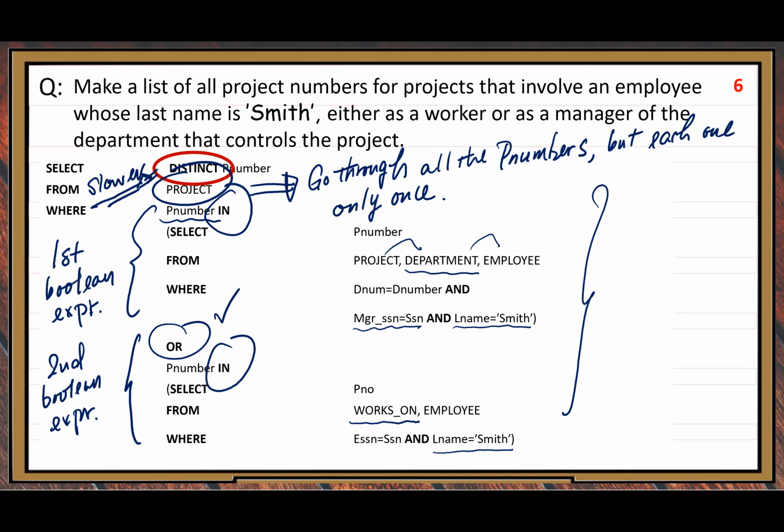Without distinct, you do not need to do sorting, so it will be much faster. Think about that. So if you can avoid using the distinct keyword, you should do it to make your query much faster. Okay, so that's the comments for this example.